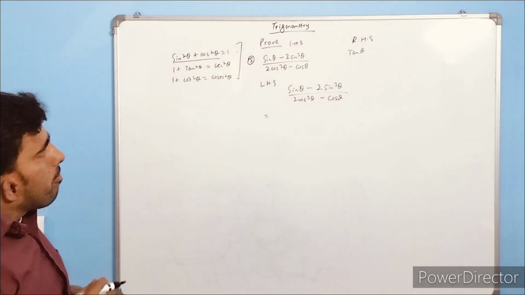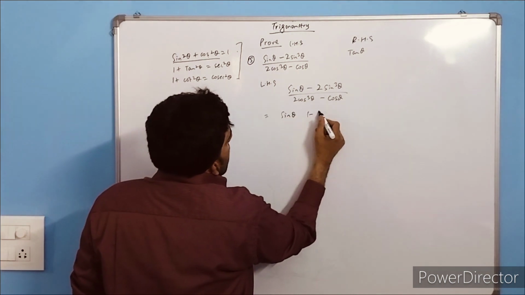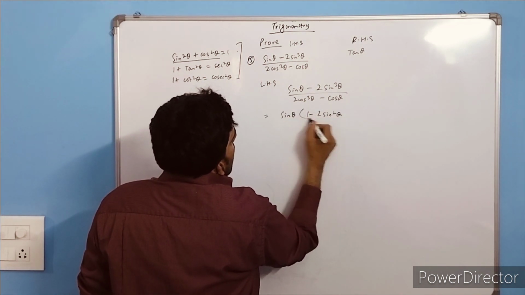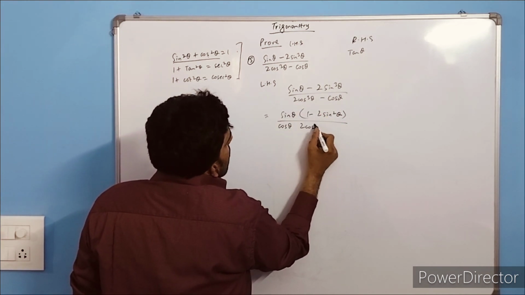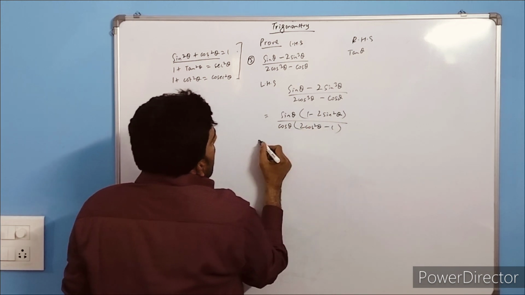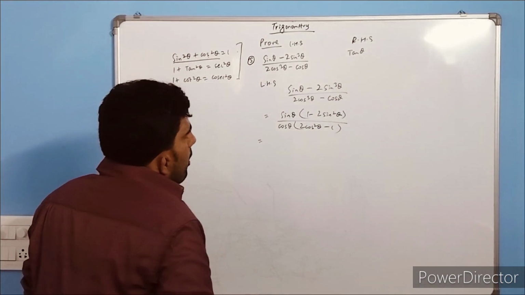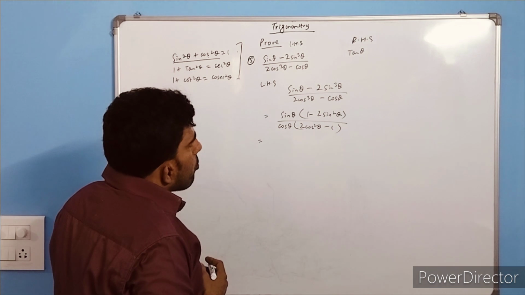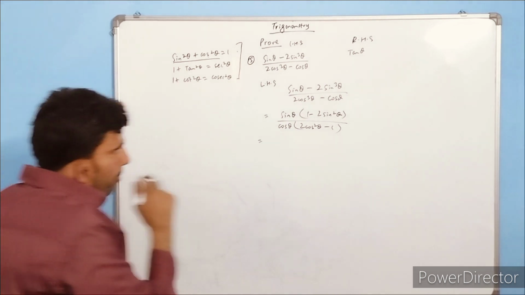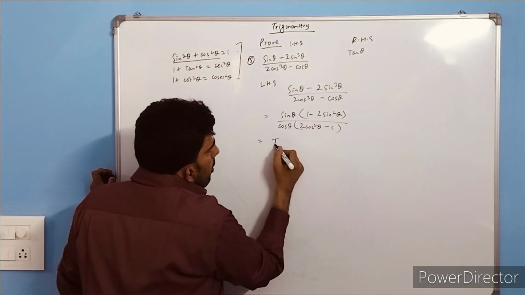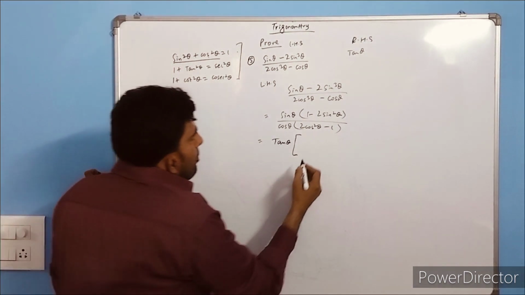By seeing it very clearly, from here I can take sin theta common. So I got this, 1 minus 2 sin square theta. And from the denominator I can take cos theta common, so 2 cos square theta minus 1. Now here is 1 minus 2 sin square theta, and here 2 cos square theta minus 1. Now sin upon cos is tan theta.